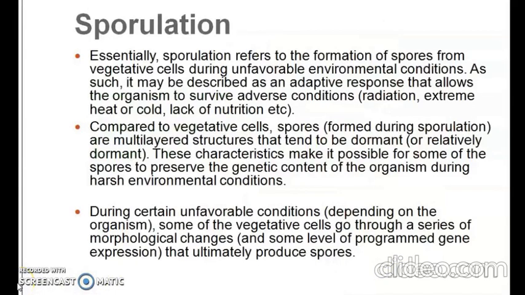The next mode of bacterial reproduction is by sporulation. Sporulation refers to the formation of spores from vegetative cells during unfavorable environmental conditions. It may be described as an adaptive response that allows the organism to survive adverse conditions such as radiation, extreme heat or cold, and lack of nutrition.